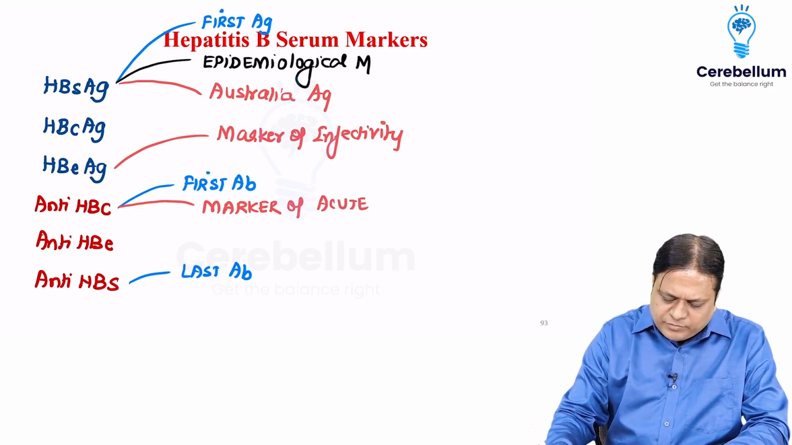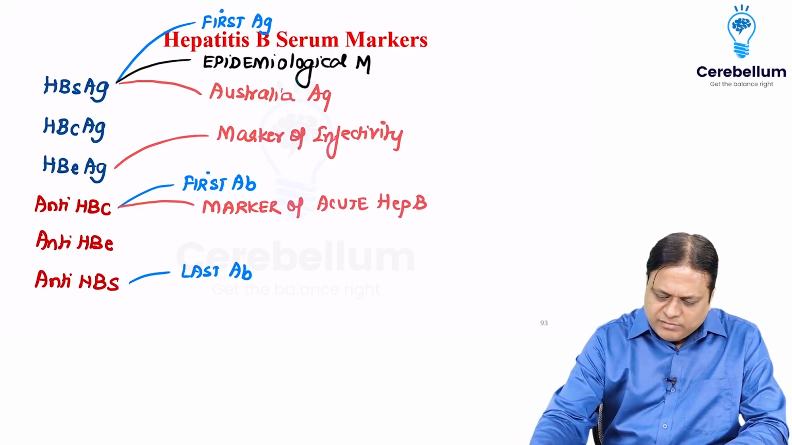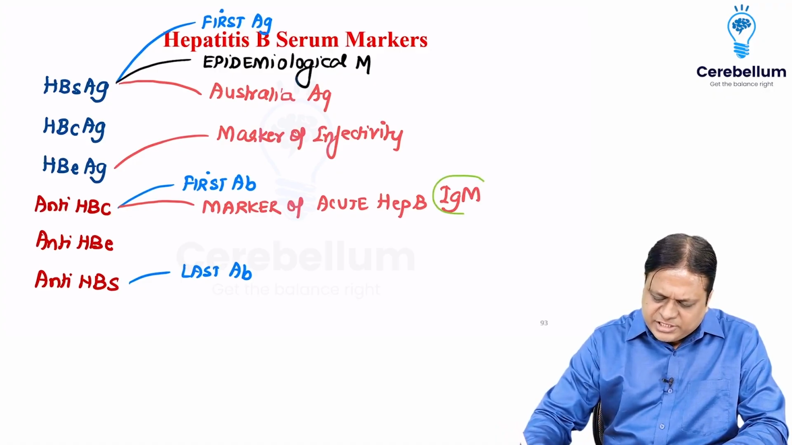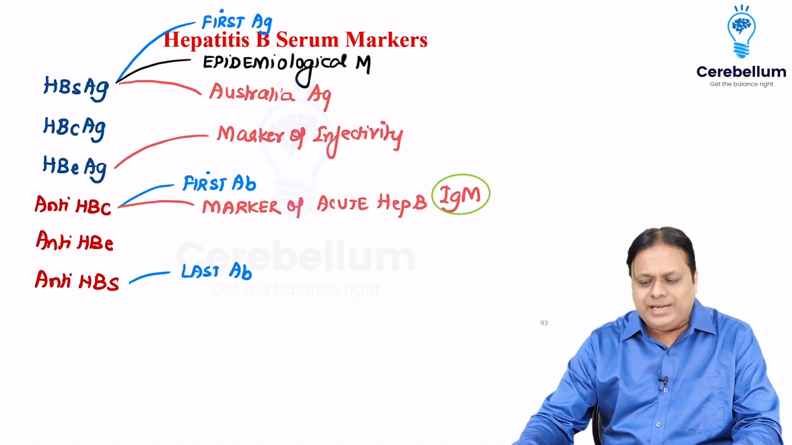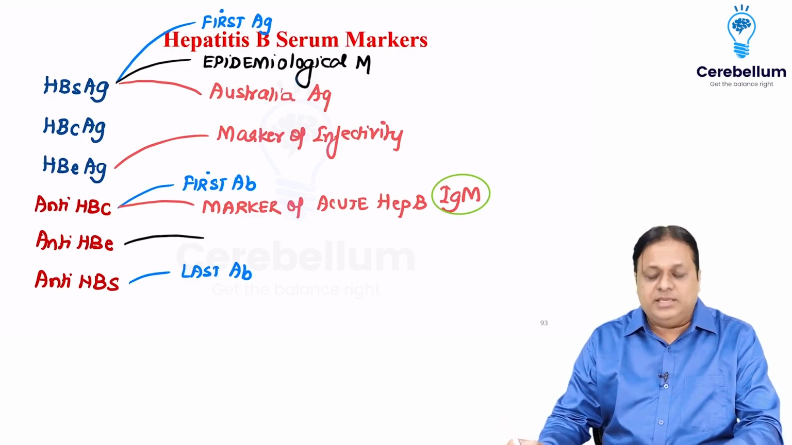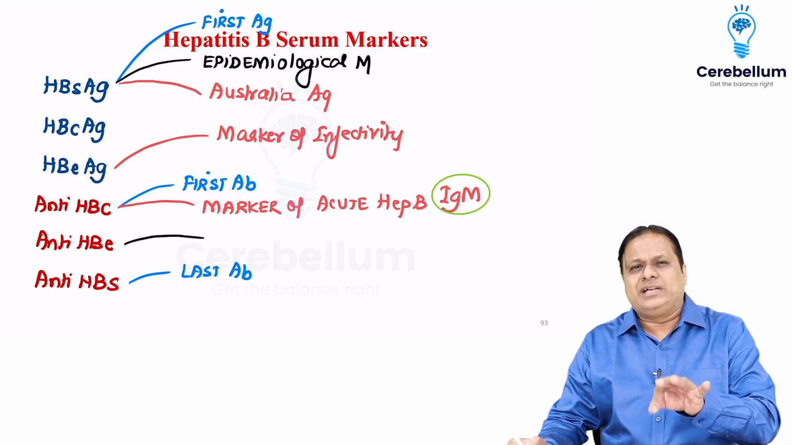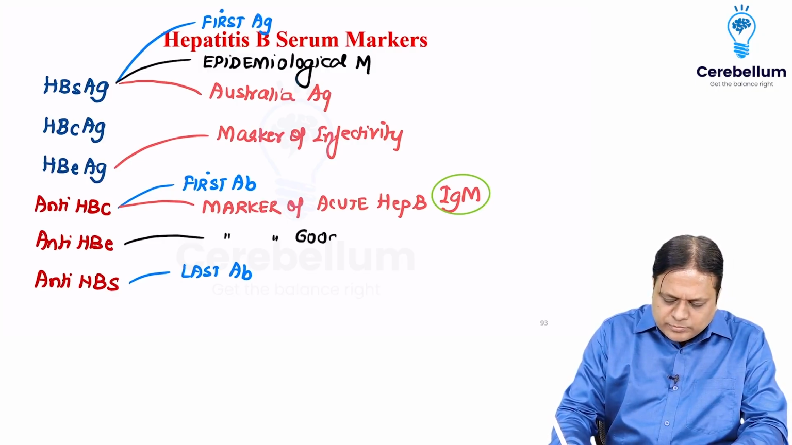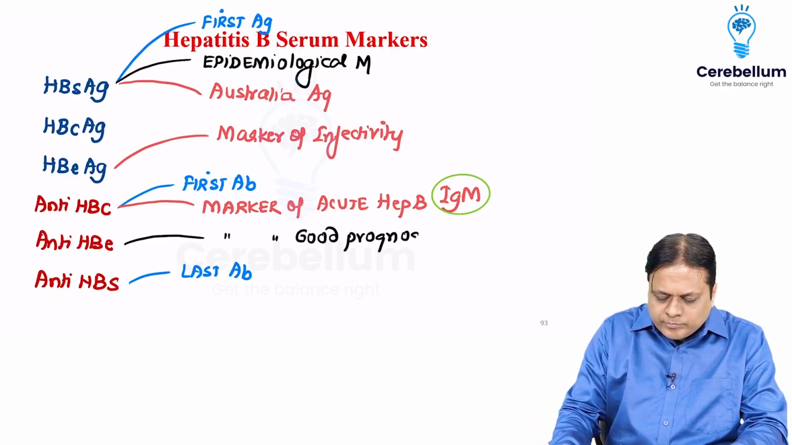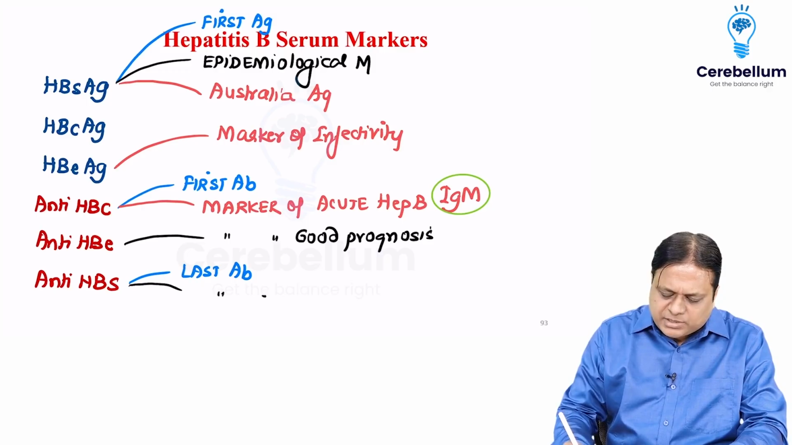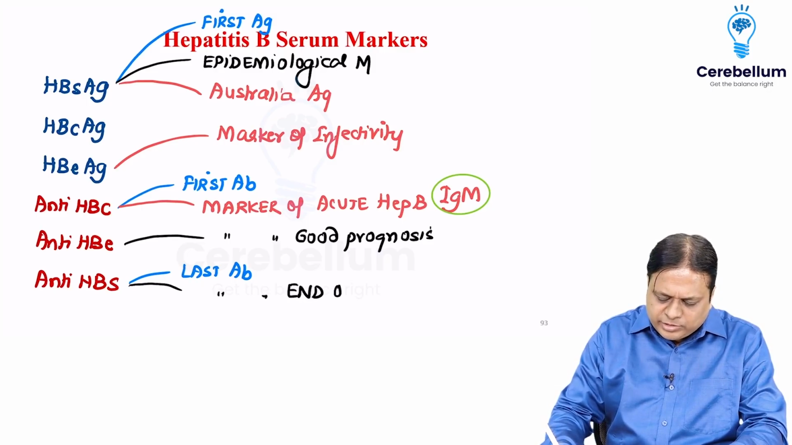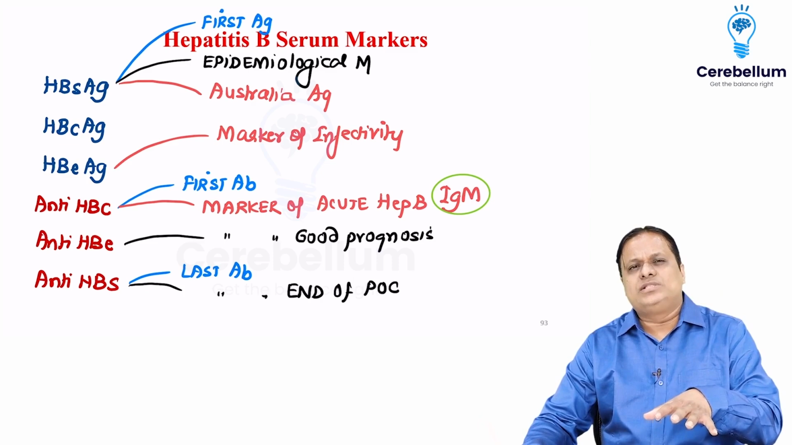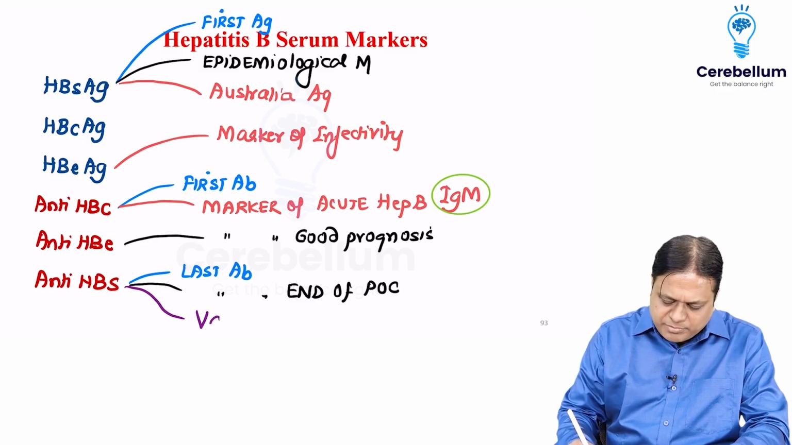Of course, logically, when we are looking at acute disease, we are talking of IgM, right? If it is IgG, that would be a marker of chronic hepatitis B. Anti-HBE, if it appears, means active viral replication has stopped. This is a marker of good prognosis. And anti-HBS is a marker of the end of the period of communicability. When we test vaccinated individuals, we are likely to see anti-HBS.